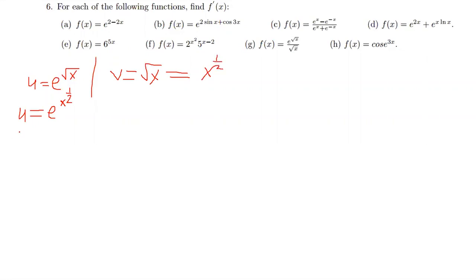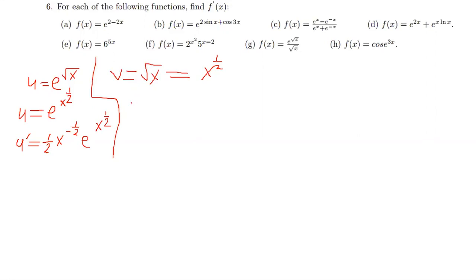So to find our u prime, you differentiate the power there. When you differentiate the power, you get 1 over 2 x to the power half minus 1, you get negative half, like that. Then you repeat the same function, e to the power x to the power half.